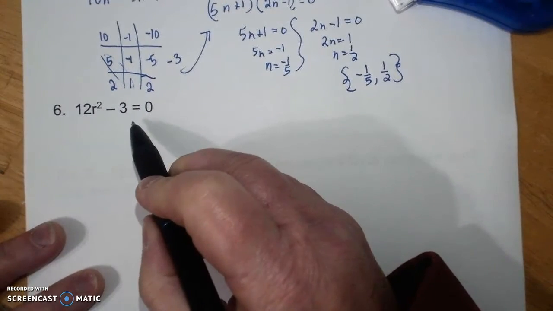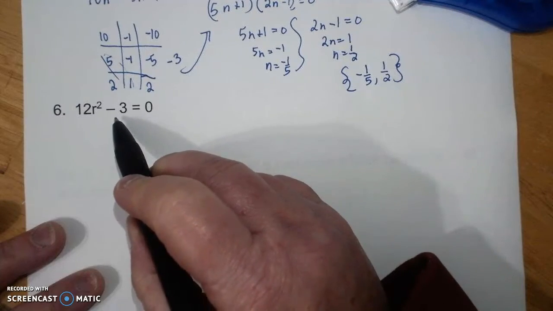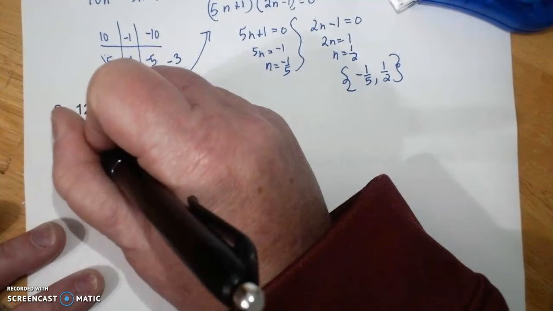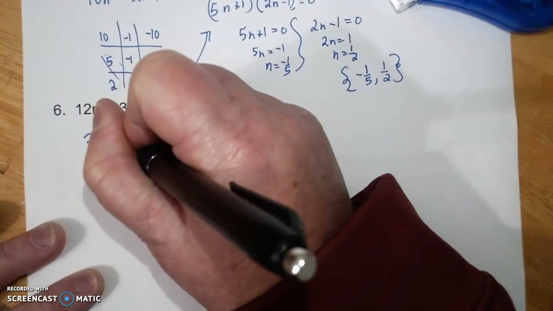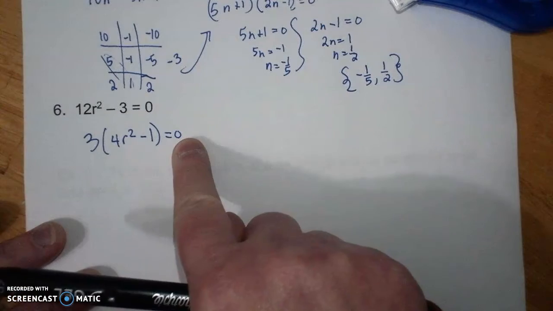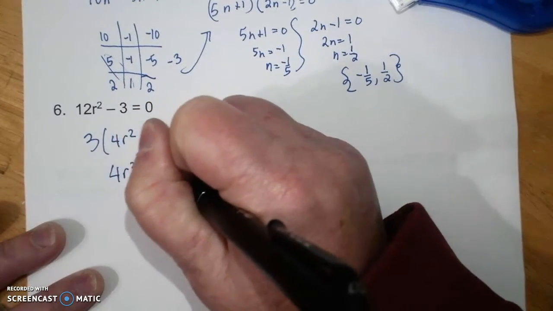There's not a middle term, but there is a common factor, and it is set equal to 0. I'm going to take the 3, 4r squared minus 1 equals 0. I'm going to divide both sides by 3. 4r squared minus 1 equals 0.